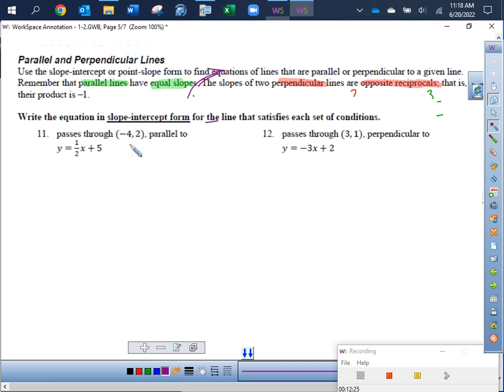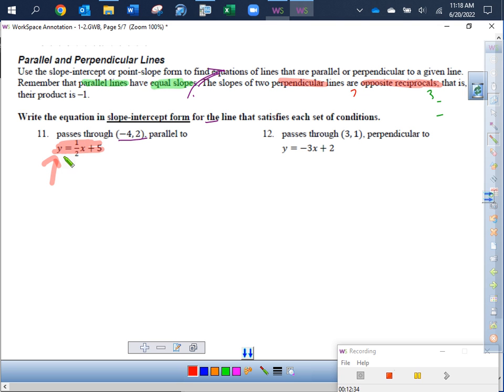I've got to write an equation that goes through this point, and it's got to be parallel to this line. Well, this line is awesome for us because y is all by itself. It is in slope-intercept form. I can tell what the slope of this line is just by looking. The slope is 1/2. The question is, do I want to use the same slope or the opposite reciprocal slope? It depends on the p word. This p word is parallel. So parallel means we're going to use the same slope. Since this line has a slope of 1/2, this line is going to have a slope of 1/2.